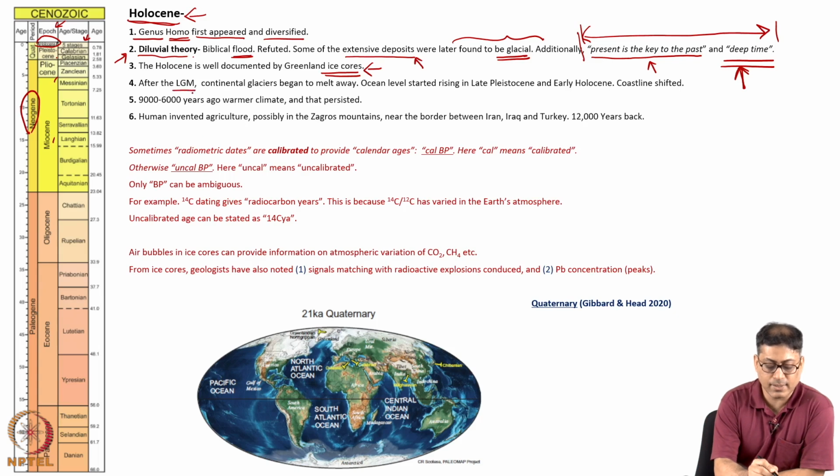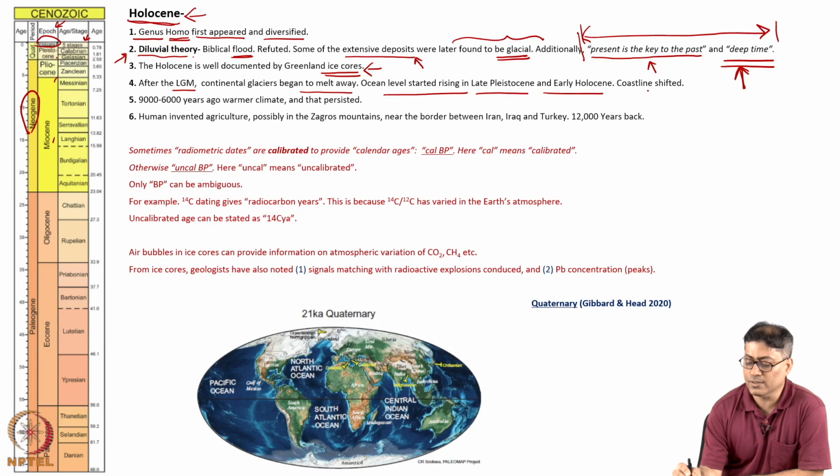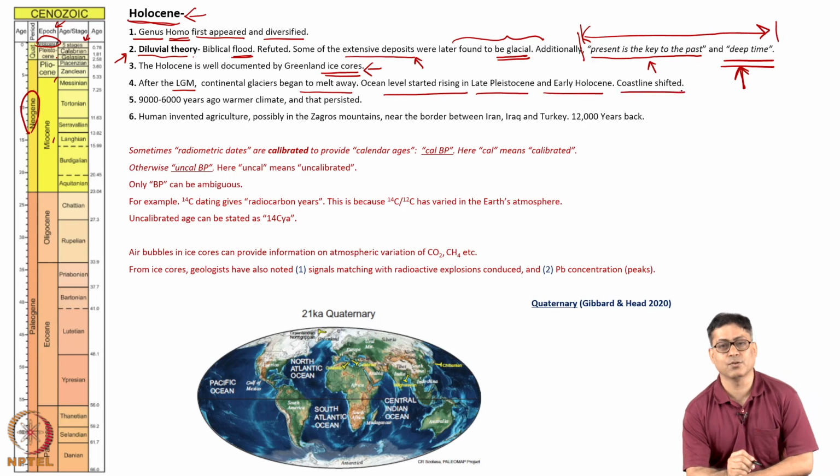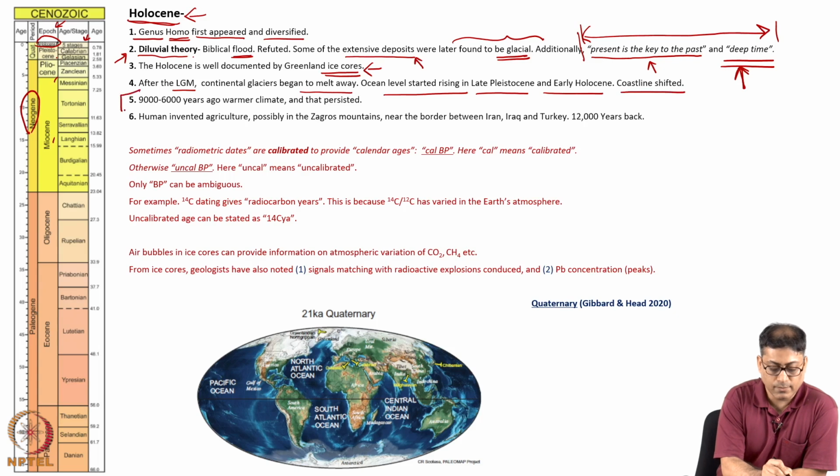After the LGM, last glacial maximum, continental glaciers began to melt away. As I have told earlier, only the Arctic and Antarctic ice sheets persisted. Ocean level rose because the ice melted, so therefore the water level rose, and it happened in the late Pleistocene and in the early Holocene. So, naturally the coastlines got shifted. 9,000 to 6,000 years ago there was a warmer climate, and that climate persisted.